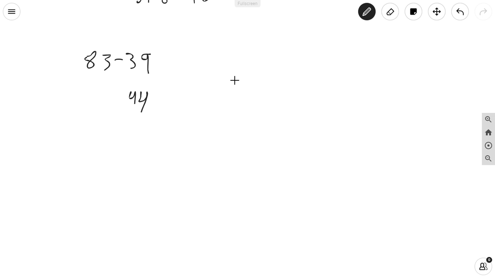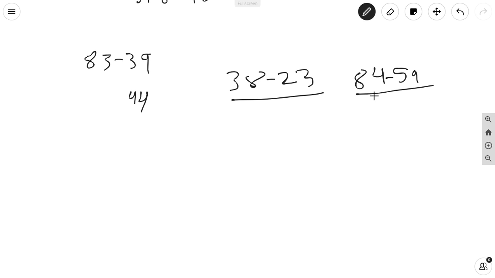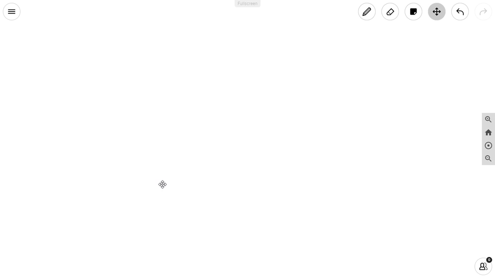So let's look at 2 examples and see which method's best. 38 minus 23, and then 84 minus 59. For this one, we can just simply do 38 minus 20 to give us 18, then 18 minus 3 to give us 15. For this one here, we'd just add 1 to 59 to make it 60. 84 minus 60 is 24, plus 1 is 25. Alright.